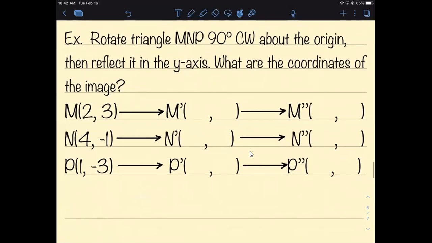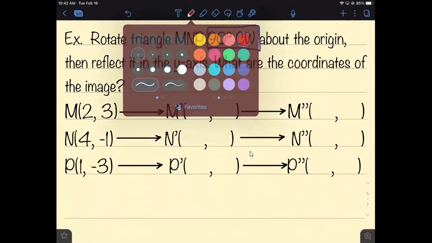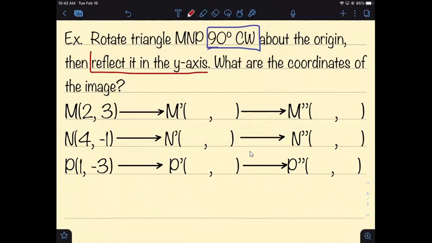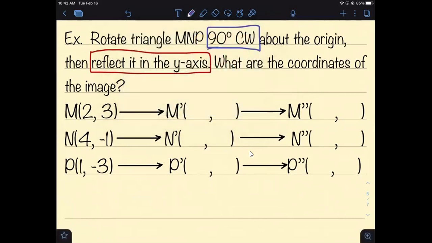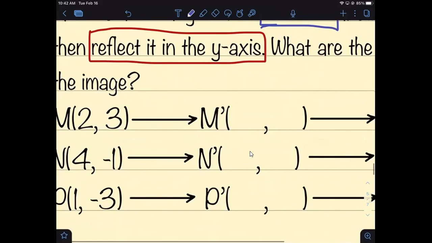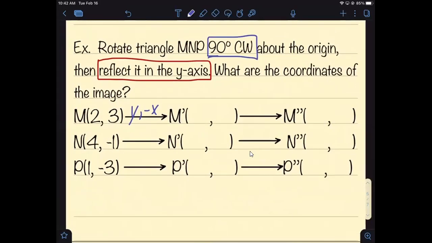The next 2 examples have 2 different transformations that have happened. The first one was a 90 degrees clockwise rotation. The second one is a reflection around the y-axis. So a 90 degrees clockwise rotation is going to take the opposite of the x coordinate and then flip it. So that's what I would write on my arrow.